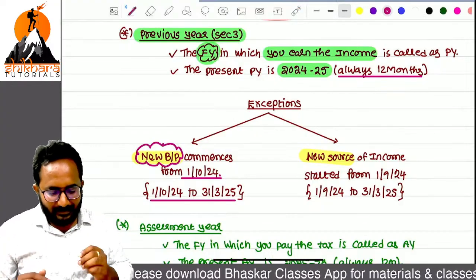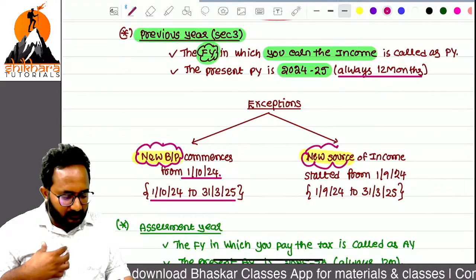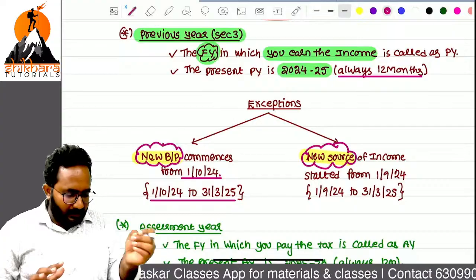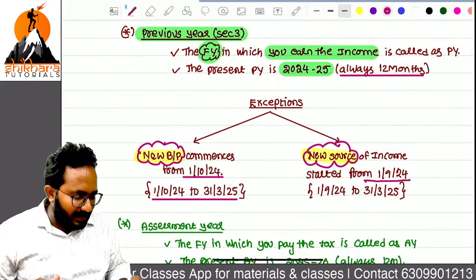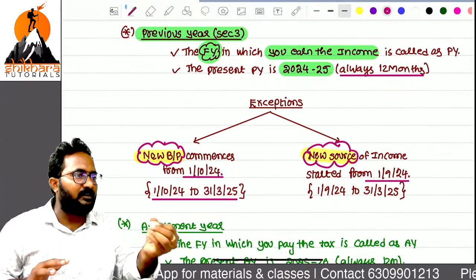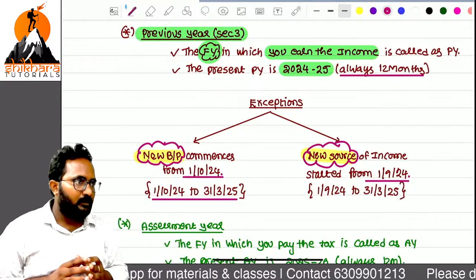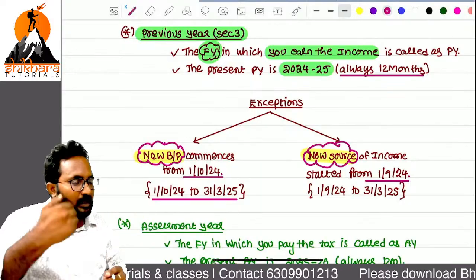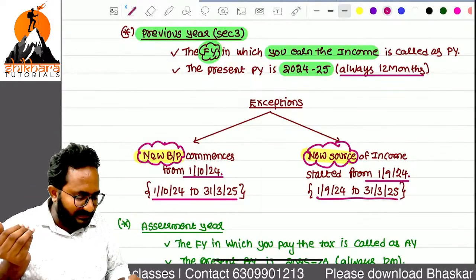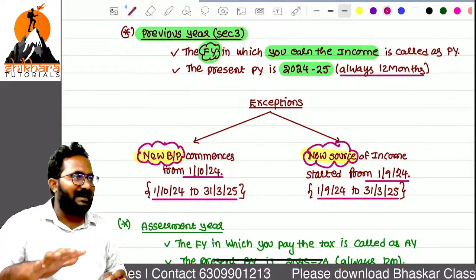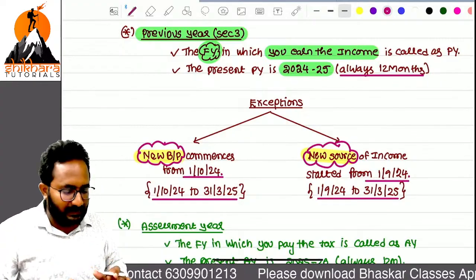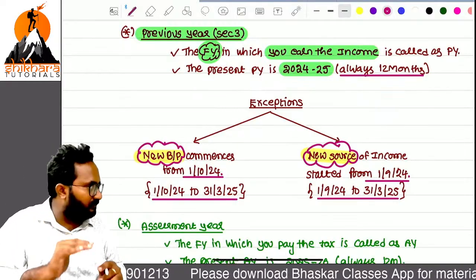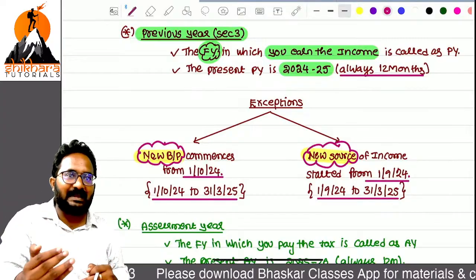Next, a new source of income may also start in that previous year. For example, I joined a job on 1/9/2024. For me, the new source of income is my salary income or interest income, whatever it may be. If I start a new source of income from 1/9/2024, in this case also you get a previous year of less than 12 months. These are the two exceptions for the previous year duration. Generally 12 months, but in these two exceptions it may be less than 12 months.